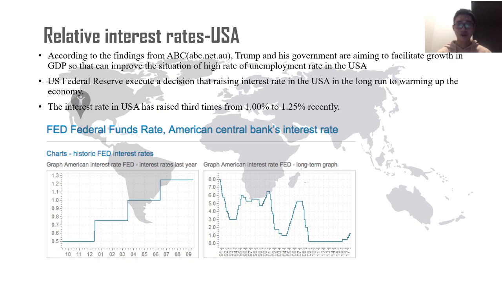As we all know, Trump and his government are aiming to facilitate growth in GDP so that it can improve the situation of the higher unemployment rate in the USA.